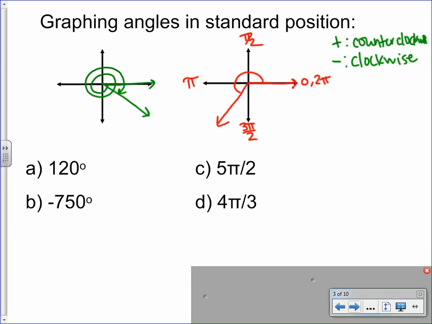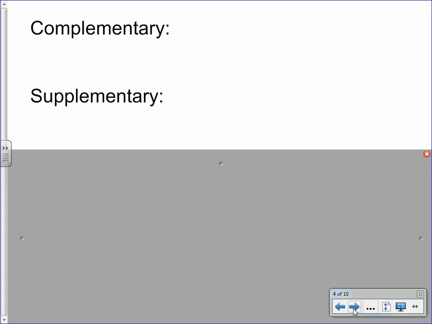Okay. All right, let's talk about some geometry words. Okay. I'm going to give you about 20 seconds to talk amongst your pod about what it means if 2 angles are complementary and what it means if 2 angles are supplementary.